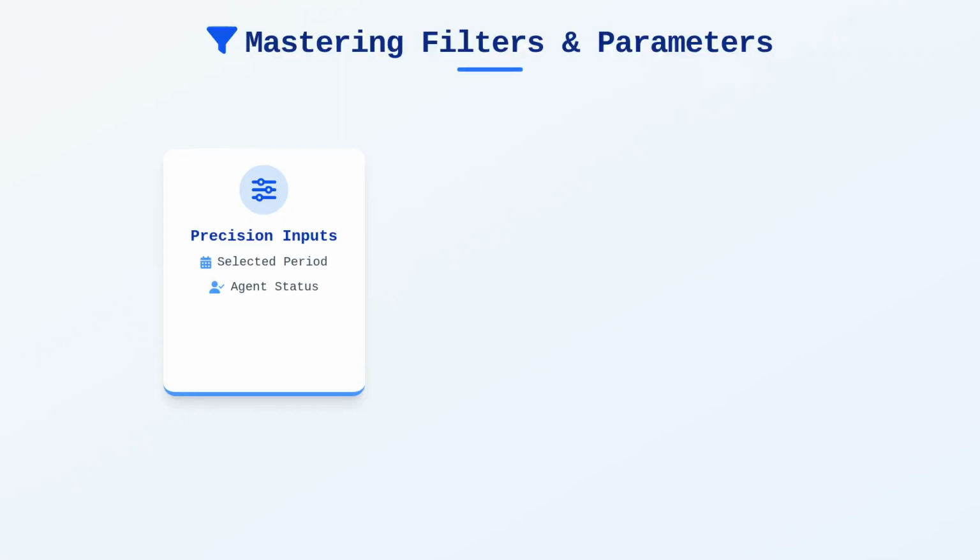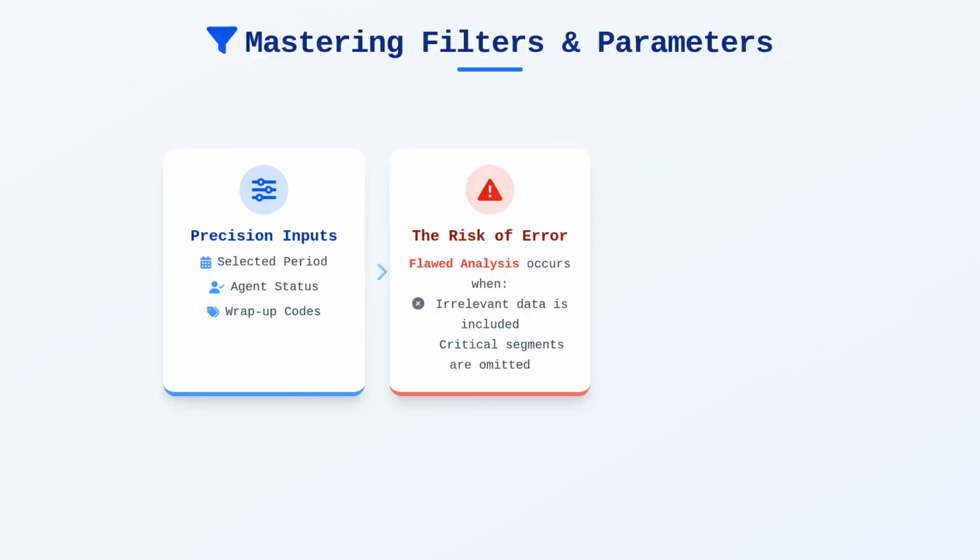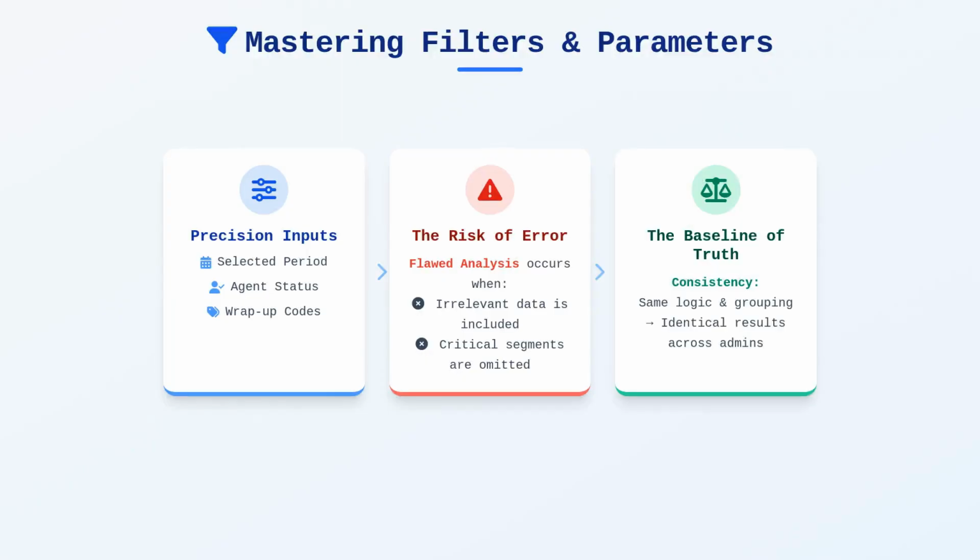Mastering the filters and parameters is the final component in producing accurate business intelligence. Every report hinges on the precision of the input criteria, such as the selected period, agent presence status, or specific wrap-up codes. If you inadvertently include irrelevant data or omit critical segments, your subsequent trend analysis will be flawed, leading to incorrect conclusions about your contact center efficiency. Consistency is the hallmark of a professional reporting strategy.